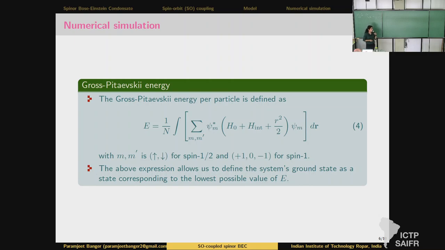If I talk about the numerical simulation of the model, one has to solve the Gross-Pitaevskii energy per particle. On the basis of this energy, one can decide whether the state is a ground state or an excited state. There are many methods discussed in the paper that can be used to solve the model numerically, so I will not discuss them here.